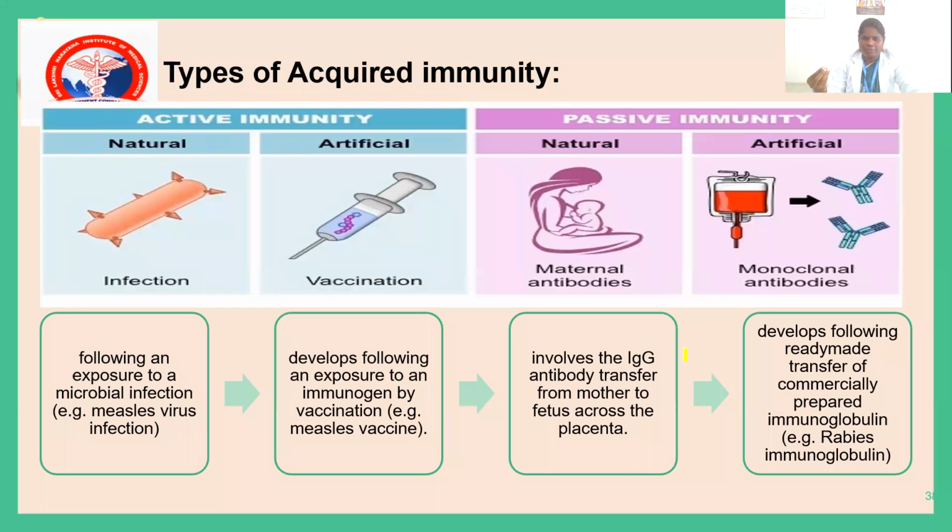Coming to the passive artificial, it develops when you infuse any kind of ready-made immunoglobulins. For example, in case of rabies or hepatitis, you are injecting immunoglobulins in order to prevent the infection from setting in immediately, because active immunity takes some time. So meanwhile something should be protected. That's why we are inducing this kind of immunity.